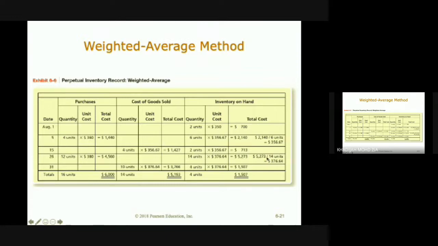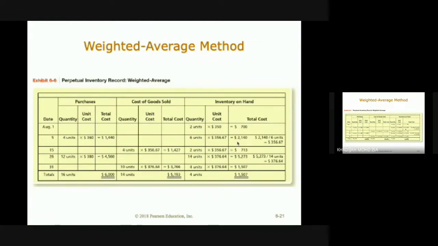So you see that the unit cost is different now. Using that average cost, when you have a sale of 10 units, you use the new weighted average, 376.64. You times it by 10 units, and you get 3766. So now your cost of goods sold is 3766, and the balance of units is at the average cost of 376.64. So the unit cost always changes every time you have a purchase. You have to recompute your average cost.